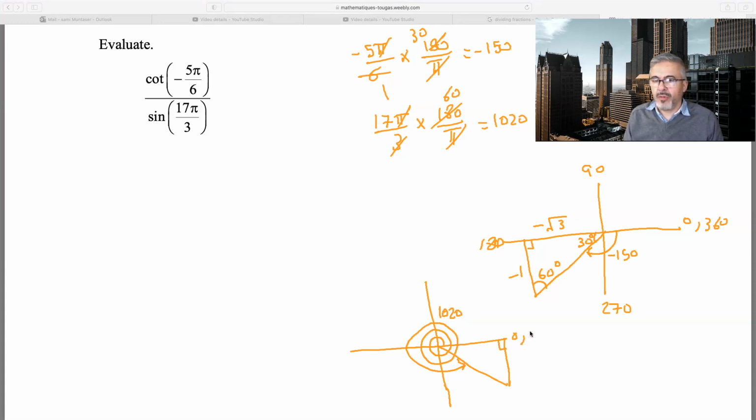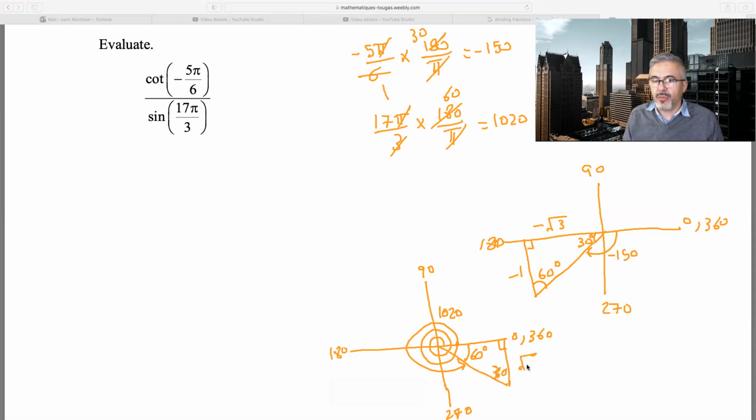Again, 0, 360, 90, 180, 270. So I went 720 and then I went 300 more. So from here to there is 300, then I have a reference angle here of 60 degrees. And if that's 60, then this is 30. This is 30 right here.